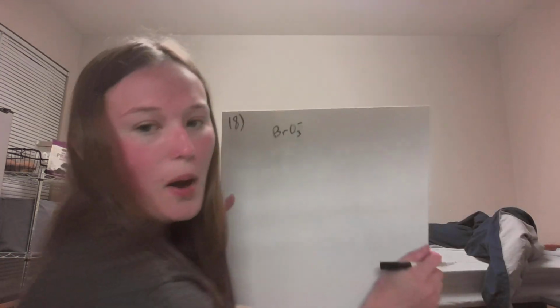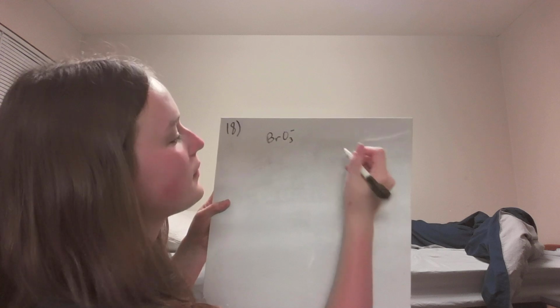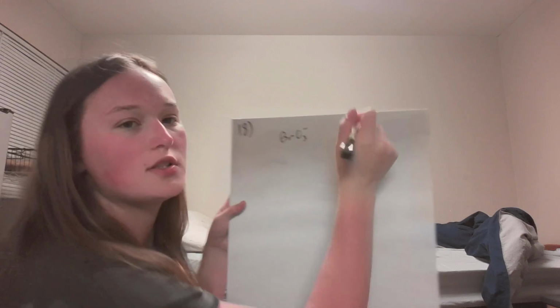Anyway, so next we know the answer to the next one is going to be SO4 2-. So I'm going to prove that BrO3- is wrong. So we get this nice little BrO3-, right? And so we're going to calculate the number of valence electrons. So Br has, pretty sure, 7.